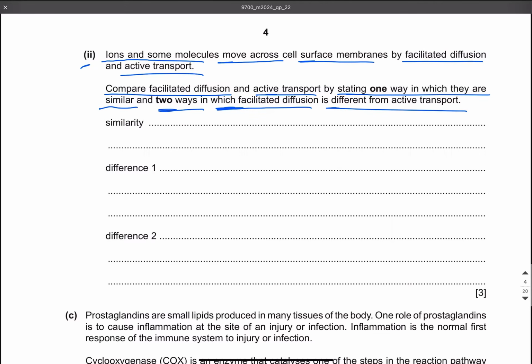So guys, you should know that active transport always occurs through a carrier protein. For active transport, you always require a carrier protein, right?